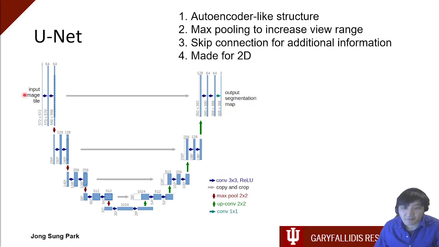This reducing step of the model, we would call an encoder, and the recreating step, we would call a decoder. But I say it's an autoencoder-like structure because, as you can see, instead of reconstructing the input, it's creating an output segmentation map.